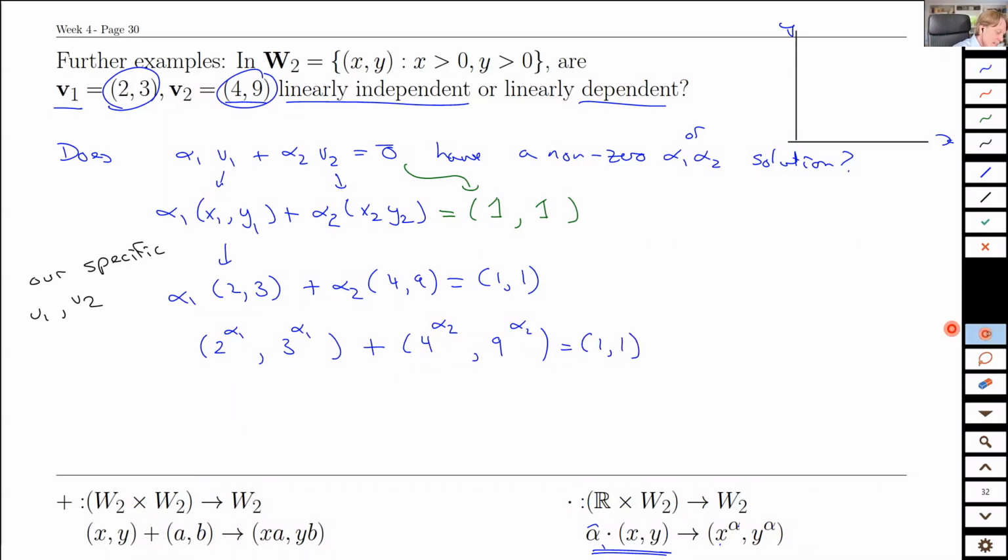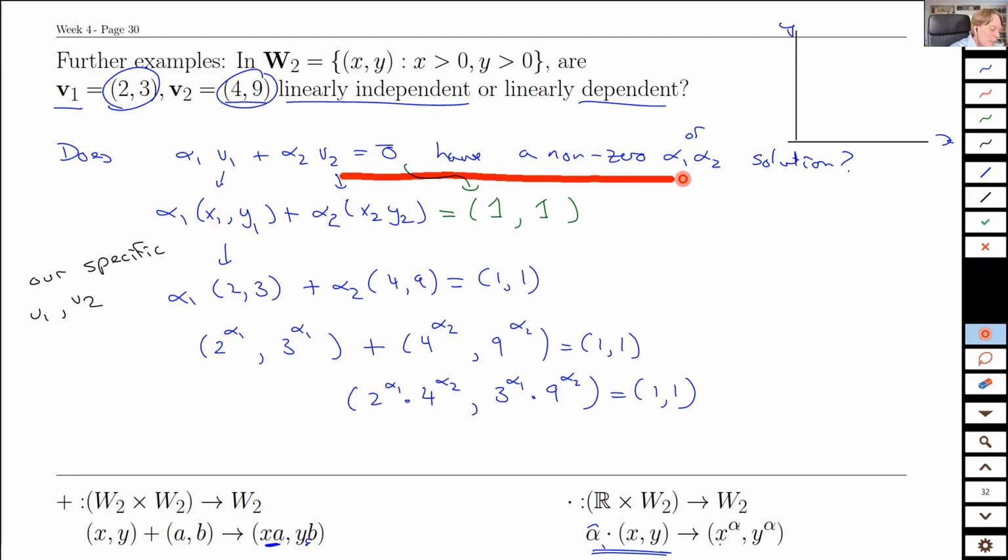And then last but not least, we need to do this plus thing, which means take the product of the first components and the product of the second components. So 2 to the alpha 1 times, that's what our addition here in air quotes means, times 4 to the alpha 2, and 3 to the alpha 1 multiplied by, as a real number, 9 to the alpha 2 equals 1, 1. And our question is, going back to the linear independence test, is there a non-zero solution? Can I find alpha 1 and alpha 2 that work with this?